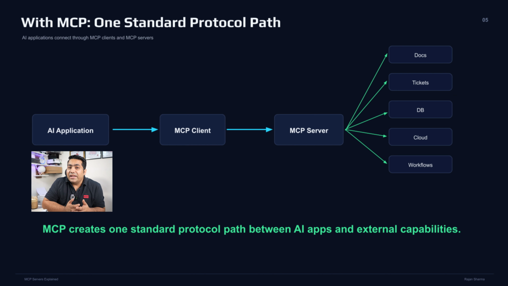MCP gave us a clear pattern. The AI application does not need to directly understand every external system. The AI application uses the MCP client, the MCP client talks to the MCP server, and the MCP server exposes all the capabilities from the external system. So instead of many custom integration patterns, MCP gives one standard protocol path. That is the heart of MCP, a standard way for AI applications to reach external capabilities.